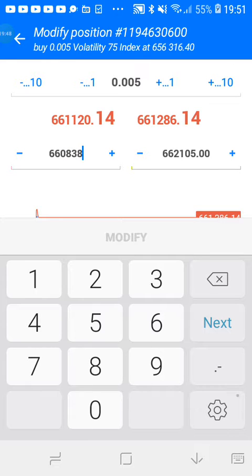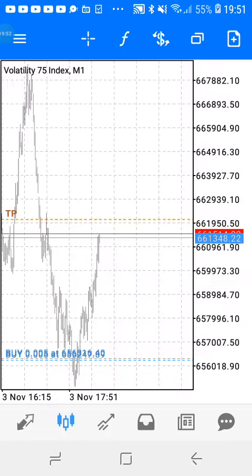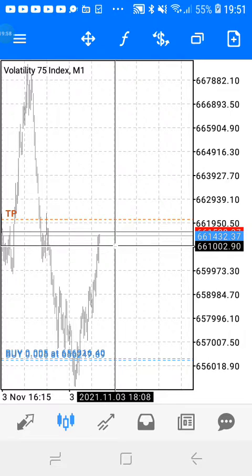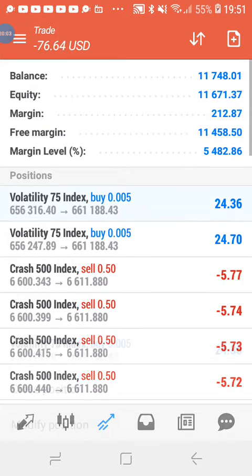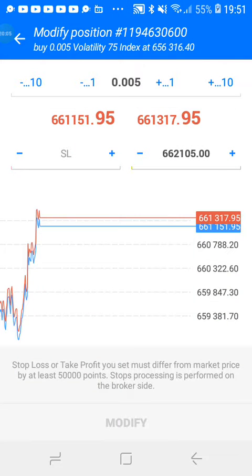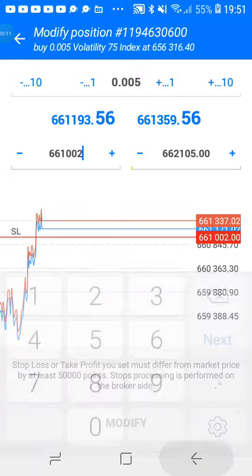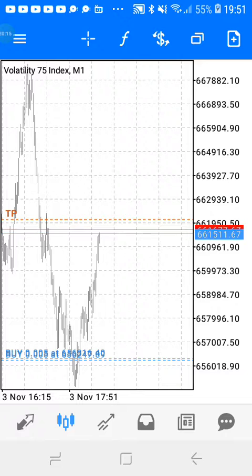660838. Is it so? Or maybe let me just see again. 66, let's take this one. 66 102. Let's check that one. It's 66 102. Oh, it's closer. It's a bit close. That's why it's a bit close.